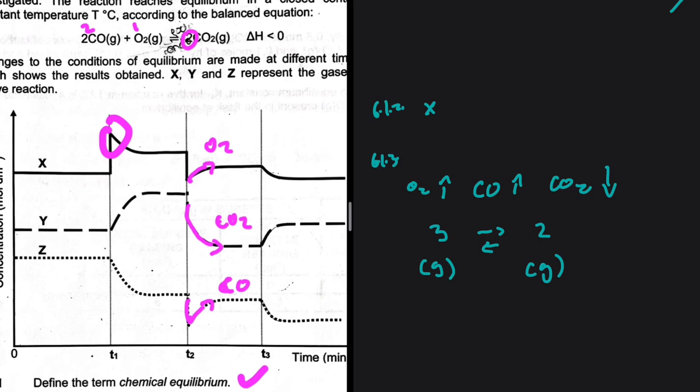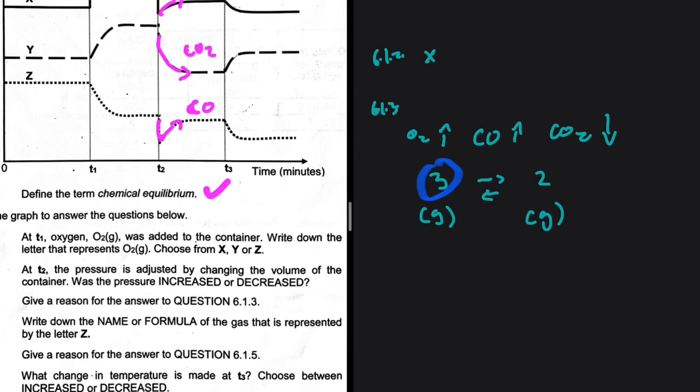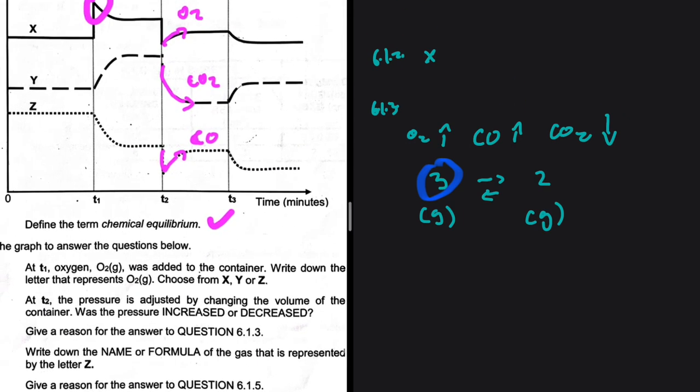And then as the pressure was decreased, reverse reaction was favored. Reverse reaction is favored because it is the one that leads to more moles of gas, hence increasing the pressure. So what is our question again? Was the pressure increased or decreased? The pressure was decreased.